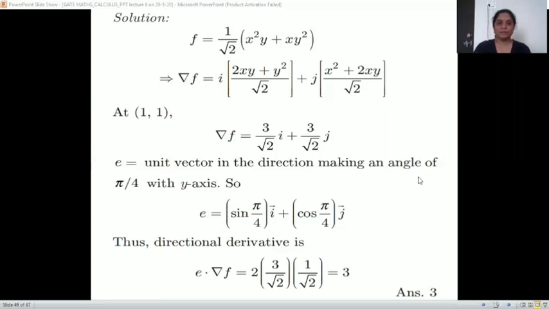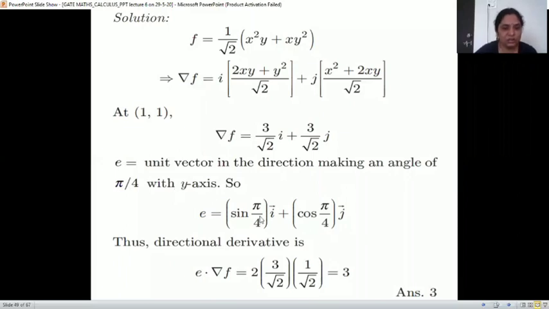Okay, we are here. We have f, so we are finding del f. Del f is i bar into dou f by dou x plus j bar into dou f by dou y. As the z part is missing, we are not taking that z part. So del f at point (1, 1), if we find it, we get 3 by root 2 i bar plus 3 by root 2 j bar. Then E is the unit vector in the direction making an angle of pi by 4 with the y-axis.